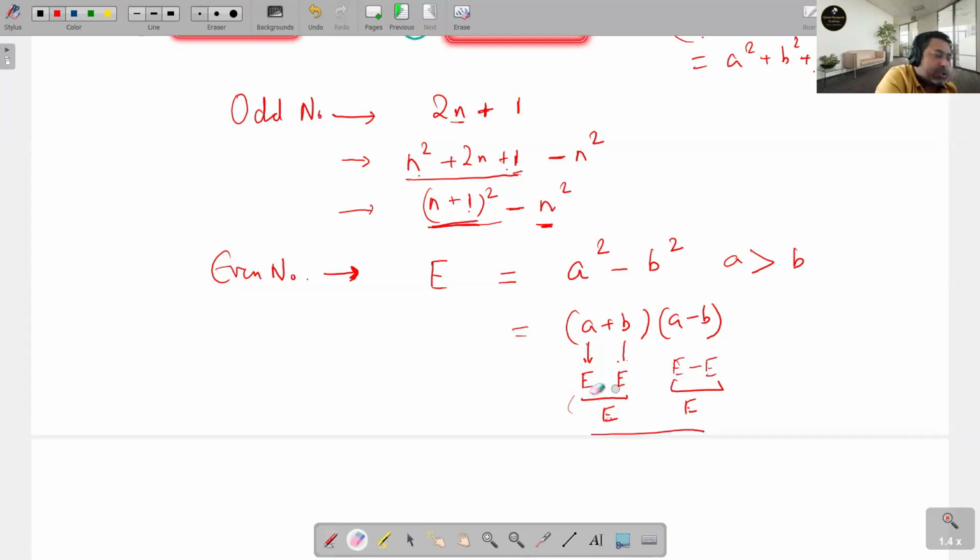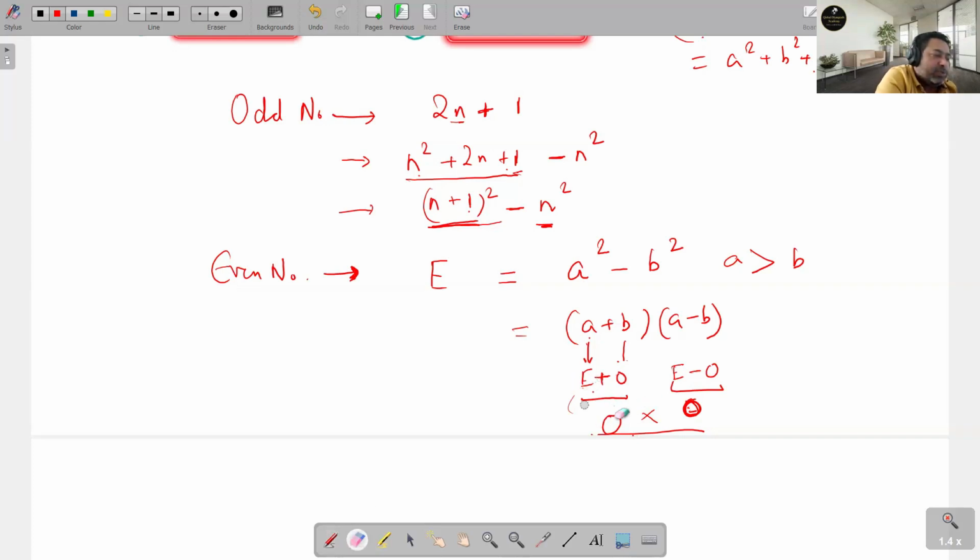Okay, but what happens if you take one of them as even and one of them as odd? You know, odd minus even or even minus odd are both odd. So let's take the larger number as even. So this one will become odd, right? Even minus odd, a plus b will become odd, and even plus odd, and even minus odd will also give you an odd number, right? So in that case, an odd times odd is never an even number. So there is a contradiction, correct?